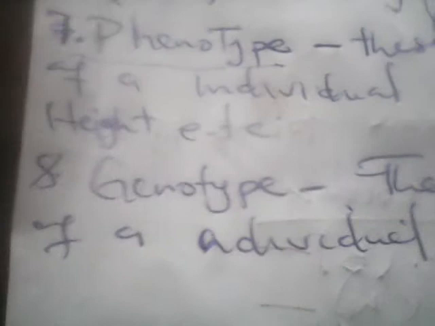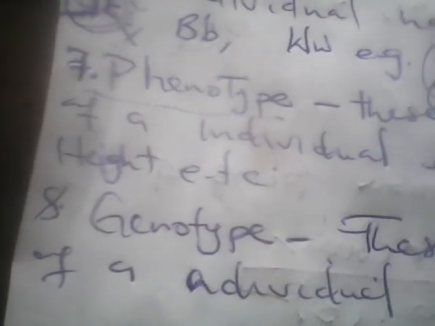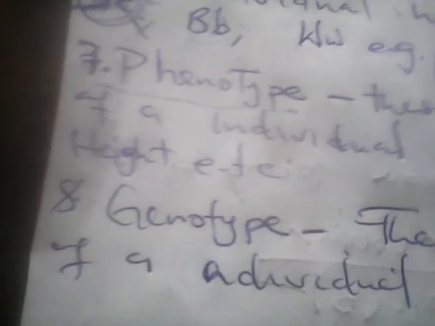Another term we are going to look at is genotype. Genotype can be defined as the genetic characteristics. Example, height, eye color, skin color, etc. So the genetic materials, or genetic characteristics, we call them genotype.